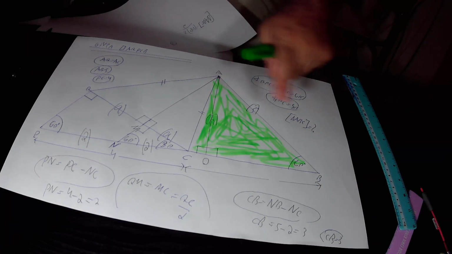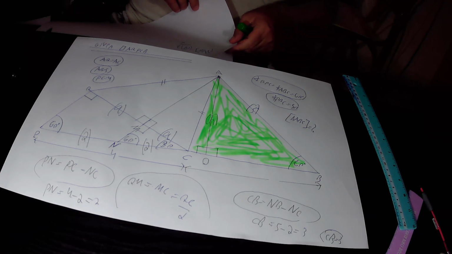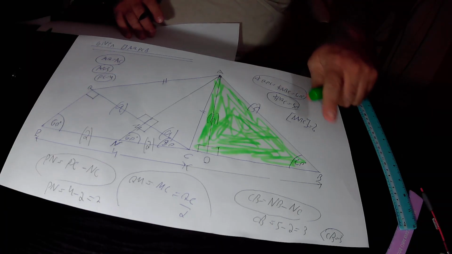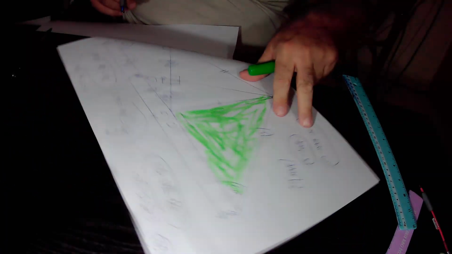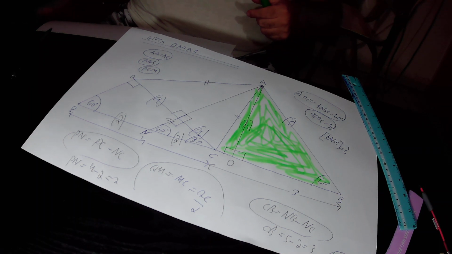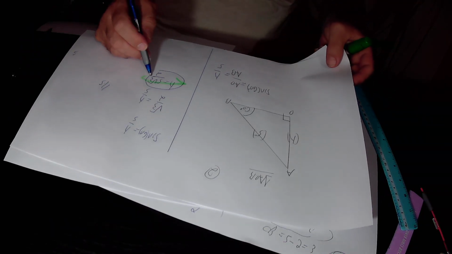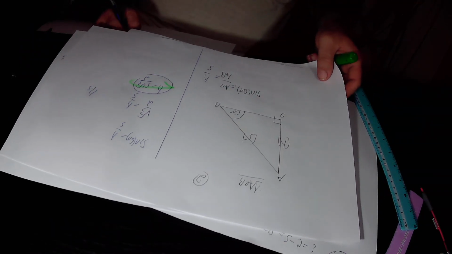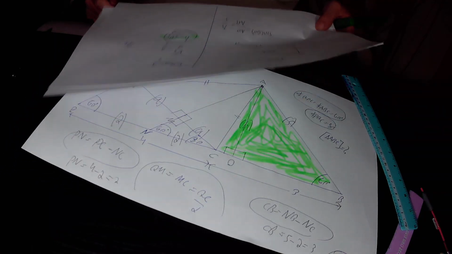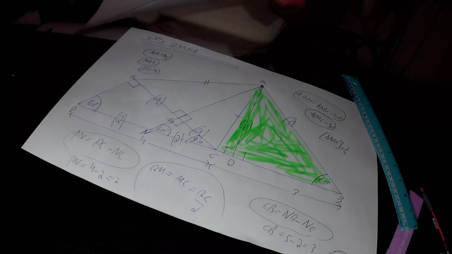We have already found that CB equals 3 units in its length, times the height H. We just found out that the height H of this green triangle ABC is equal to 5 times square root of 3 over 2, and we have to divide it by 2. Okay, this is the base times the height over 2. So we have to divide the base times the height by 2.